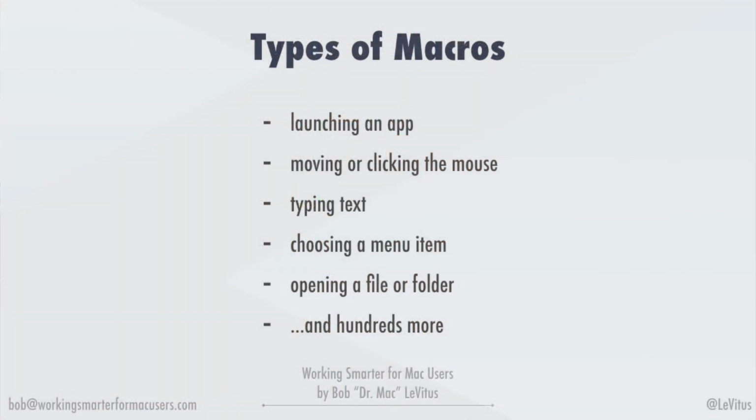Actions you can string together in your macros include launching an app, moving or clicking the mouse, typing text, choosing a menu item, opening a file, opening a folder, and hundreds more actions. Creating a macro is pretty easy. There's an easy-to-use macro editor, it's drag and drop, and a huge library of actions.